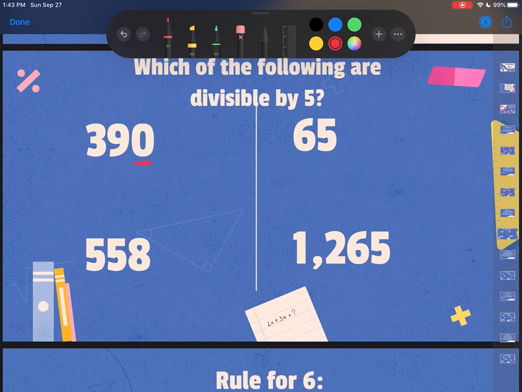390 has a 0 in the ones place, so that means 390 is divisible by 5. 558 has an 8 in the ones place. It needed to be a 0 or a 5, so 558 is not divisible by 5. 65 has a 5 in the ones place. It needed a 0 or a 5, so it is divisible by 5. And then 1,265 has a 5 in the ones place. It needed a 0 or a 5, so it is also divisible by 5. So 390, 65, and 1,265 are all divisible by 5.